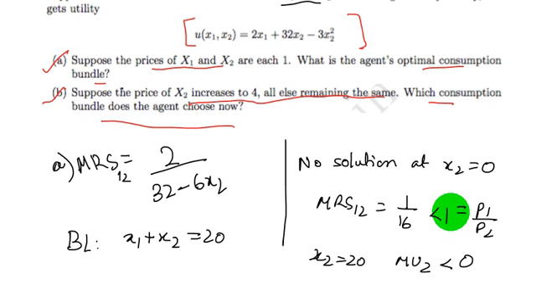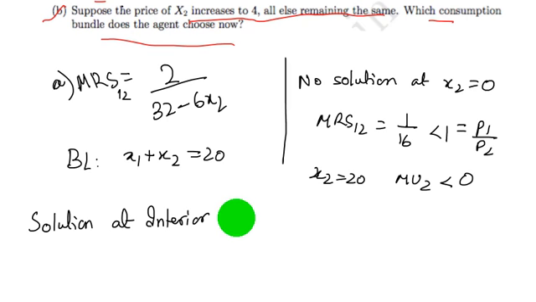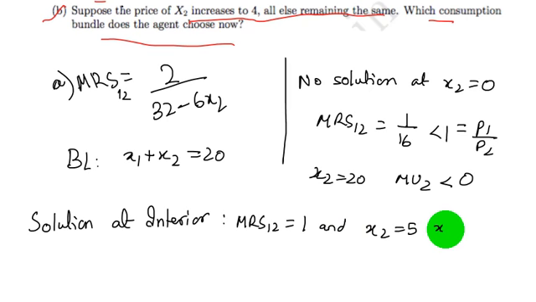Hence the solution is interior and satisfies MRS12 equals 1, and we get x2 equals 5, x1 equals 15.